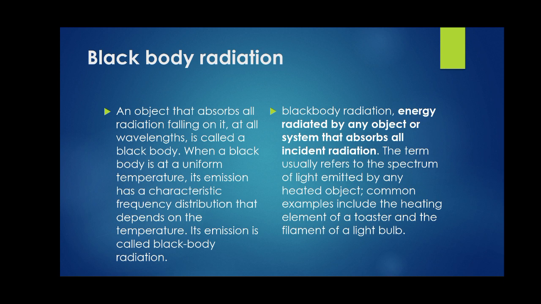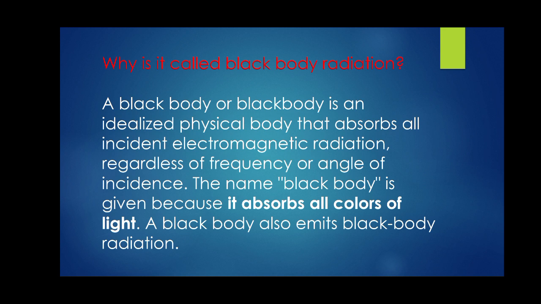Common examples include the heating element of a toaster and the filament of a light bulb. So the toaster is hot in nature, the light is hot in nature. These two things are taken as examples of things which emit radiation. Let us see our next slide as question one. Why is it called black body radiation?